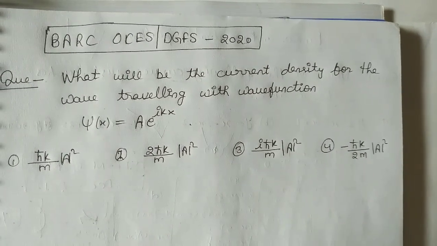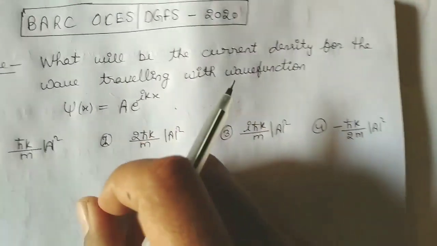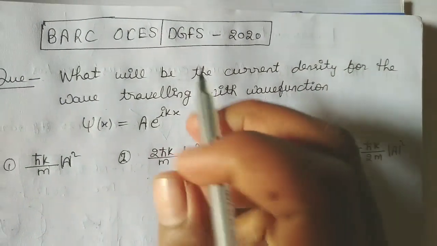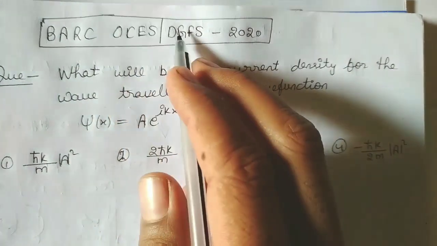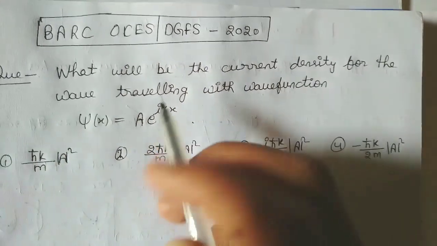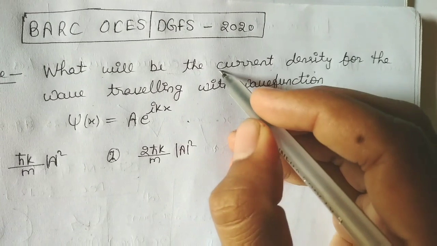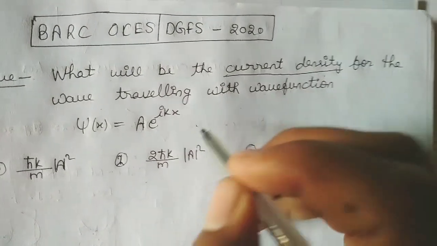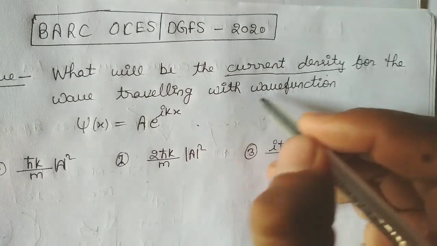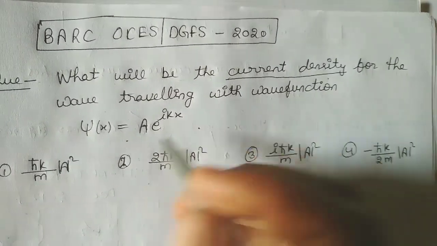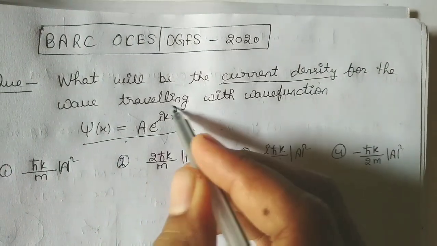So hello friends, today in this lecture I will discuss another problem which was asked in the BARC OCES DGFS 2020 examination. The question is, what will be the current density for the wave traveling with wave function psi of x equals a exponential i kx?